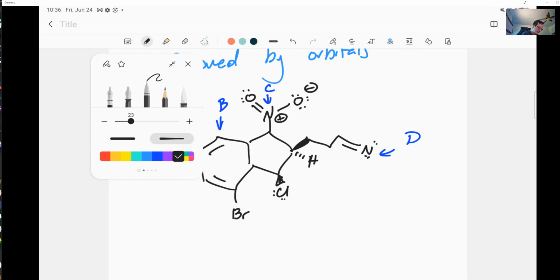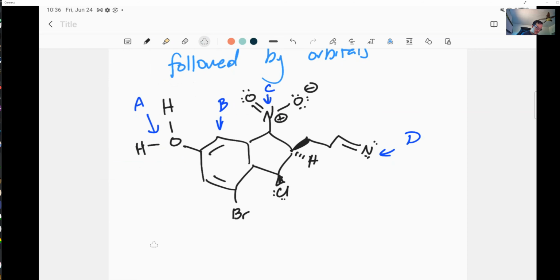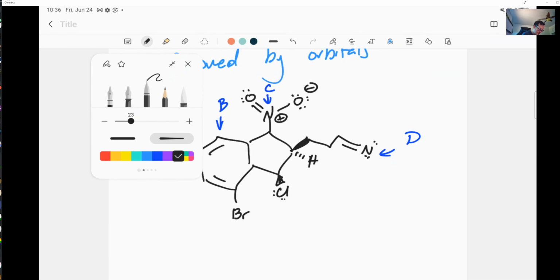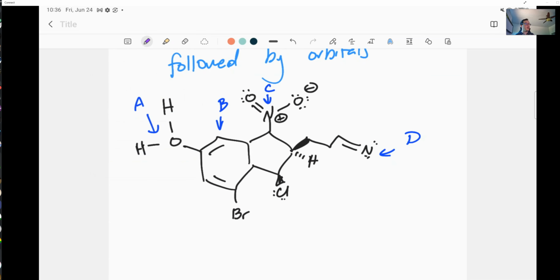I'm going to copy the molecule before we destroy it here. That is the advantage of tablets, right? We can do all this fun stuff. Okay, so let's draw each sigma bond as we go through and count them all. I'm just going to go left to right as we do it.